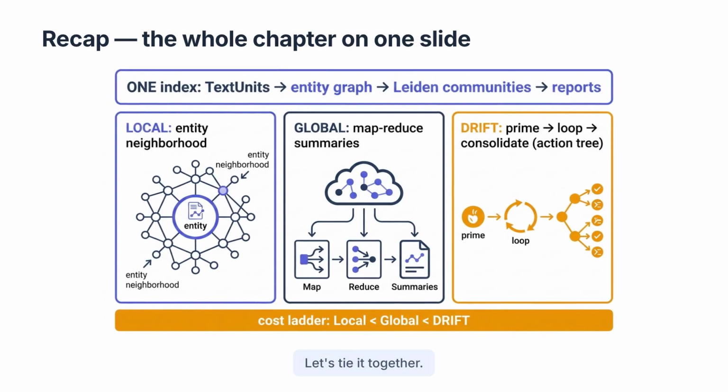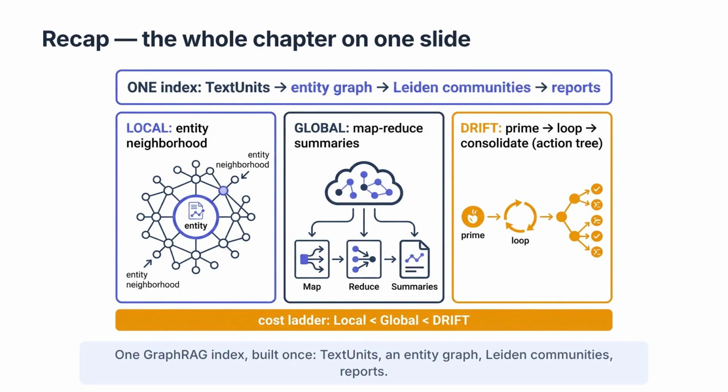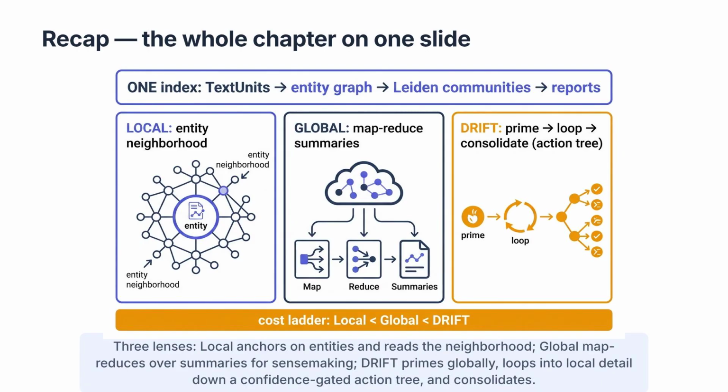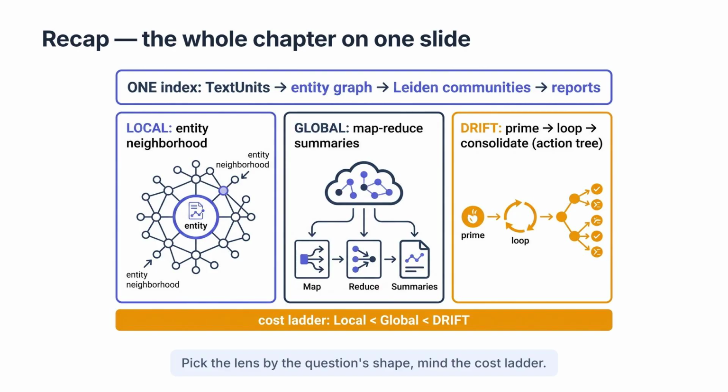Let's tie it together. One GraphRAG index, built once: TextUnits, entity graph, Leiden communities, reports. 3 lenses. Local anchors on entities and reads the neighborhood. Global MapReduces over summaries for sense-making. Drift primes globally, loops into local detail down a confidence-gated action tree and consolidates. Pick the lens by the question's shape, mind the cost ladder.